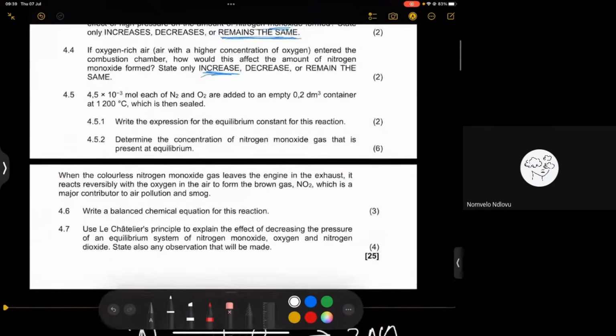Right. Now, they say to us, when the colorless nitrogen monoxide gas leaves the engine in the exhaust, it reacts reversibly with the oxygen in the air to form a brown gas, nitrogen dioxide, which is a major contributor to air pollution and smog, right? They say write down the chemical equation for this reaction.